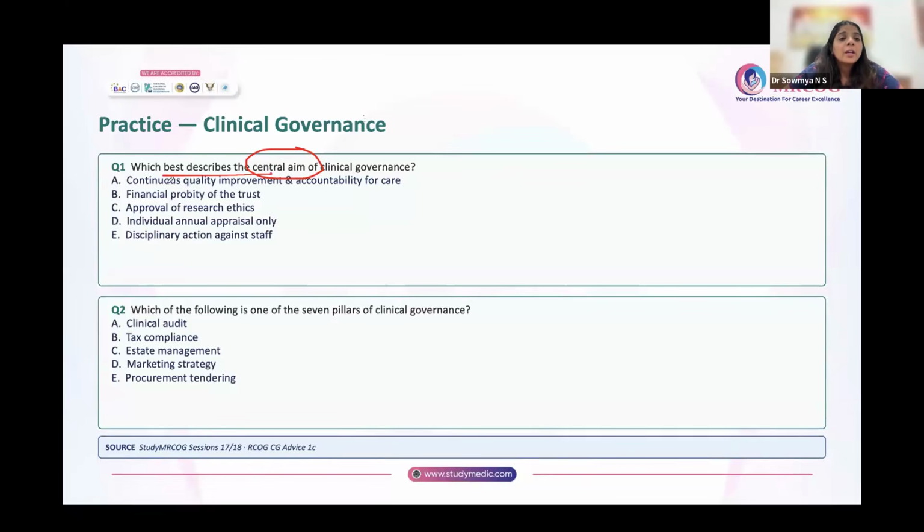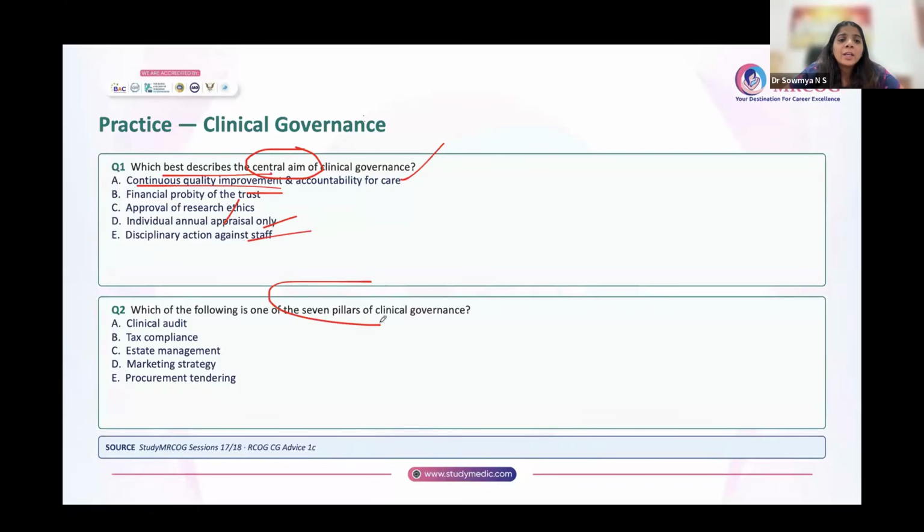Okay. So if you see this, I have not seen the answers. If you see the first one, continuous quality improvement, is that correct? Yes. Financial probity? No. Approval of research ethics? No. Individual annual appraisals? No. Disciplinary action against staff? No. So obviously A is the answer. We will see the answer in the next one as well.